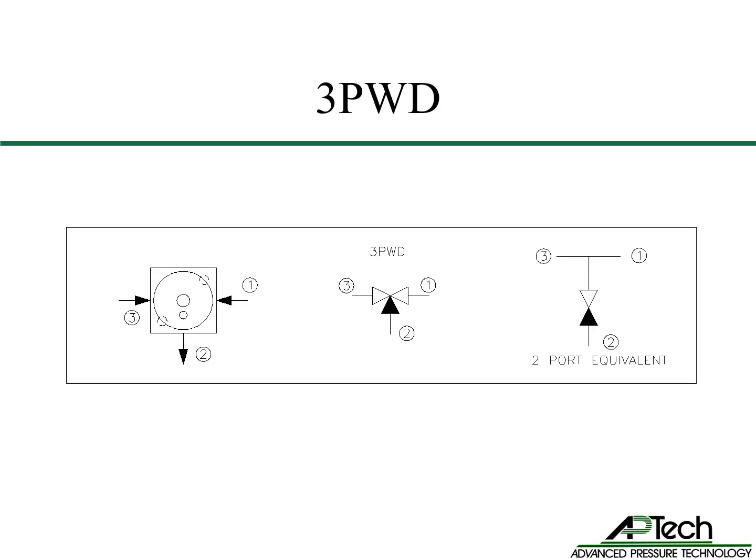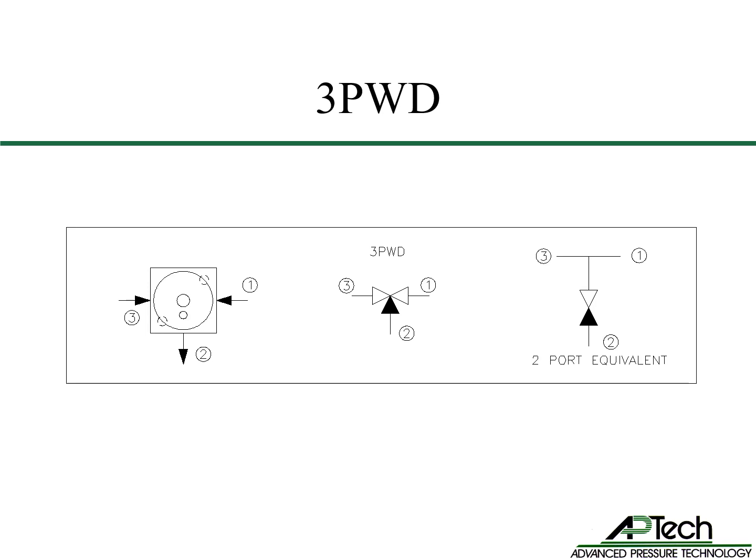The 3PWD port configuration is shown here in three different images: plan view, three-port schematic view, and two-port valve with an equivalent schematic view. 3PWD is one of the optional three-port valve configurations. Note how the 3PWD porting eliminates a plumbing T. 3- and 4-port valve configurations can be used to eliminate plumbing Ts and elbows.